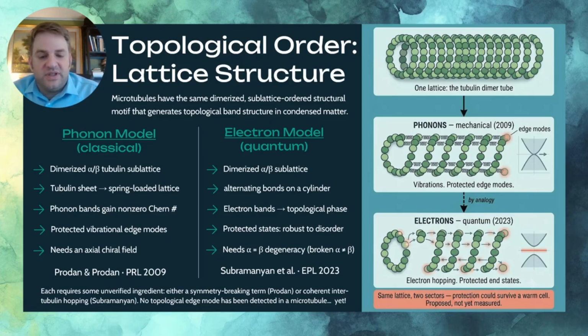In physics, degeneracy generally refers to energetic degeneracy, which just means two systems have the same energy. In this case, alpha and beta tubulin are not identical, so it's not obvious how that degeneracy would occur in real life, but these are nevertheless very interesting and important models that will become particularly important if the missing ingredients, so to speak, the symmetry breaking term in Prodan and Prodan's classical phonon model, or the necessary coherent intertubulin hopping at the degenerate level in Subramanian's proposal from 2023.